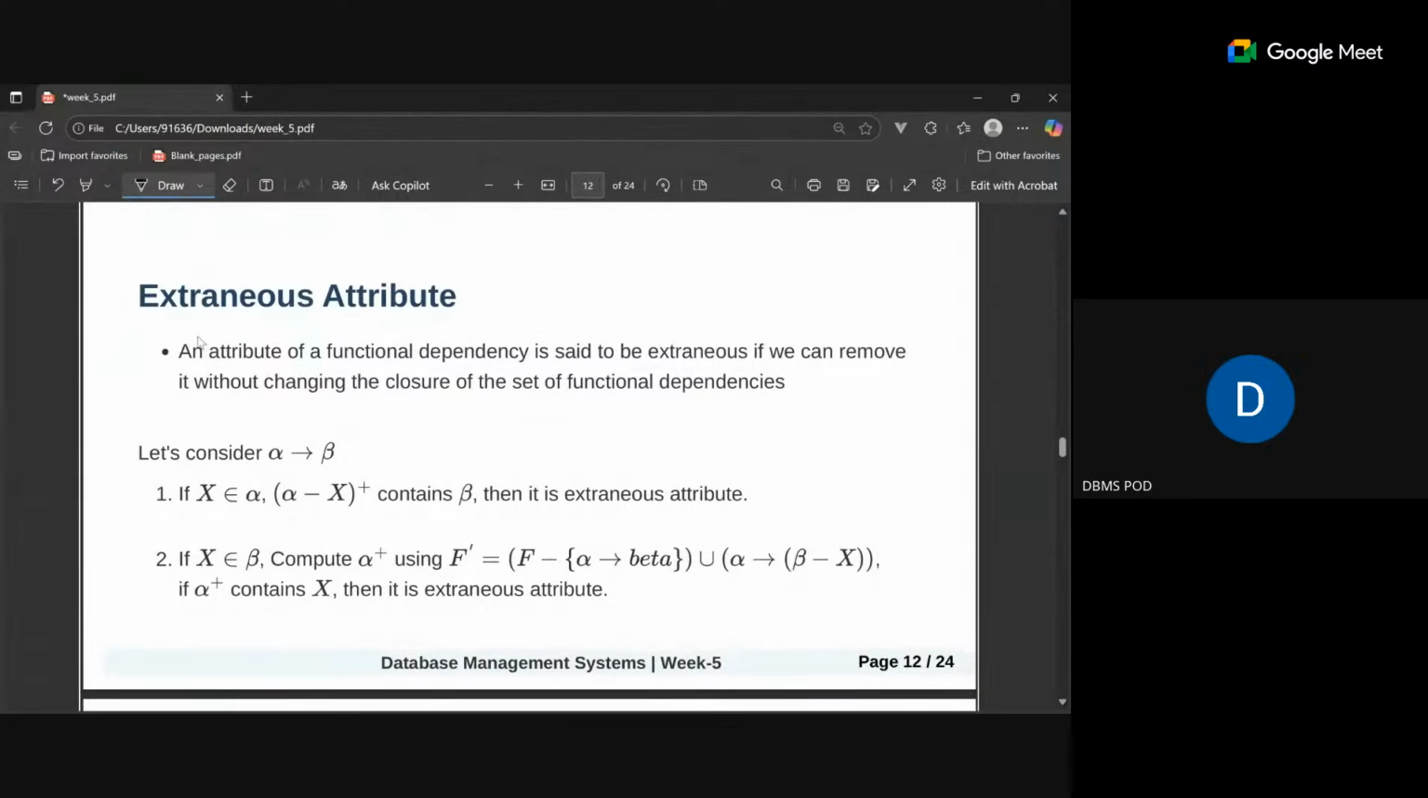And now let's come to the concept of extraneous attribute. Whenever you define some dependencies, it could be like this, whatever. Sometimes this might be unnecessary, so we don't even need to include it in the dependency. This is called an extraneous attribute. And how can we find this extraneous attribute and how can we remove them?